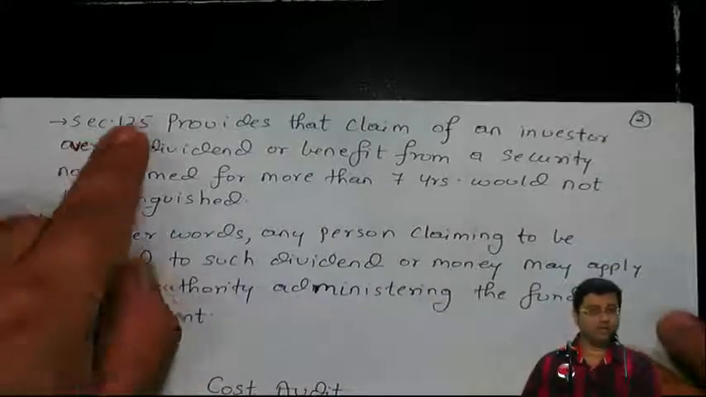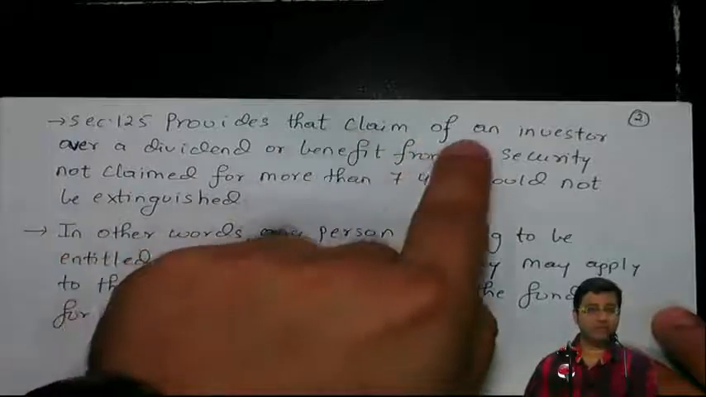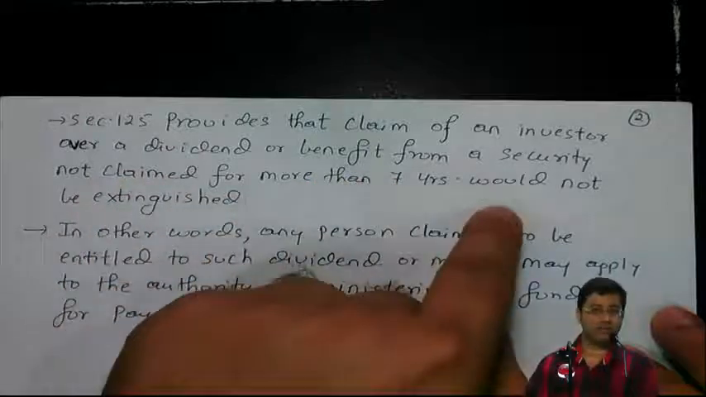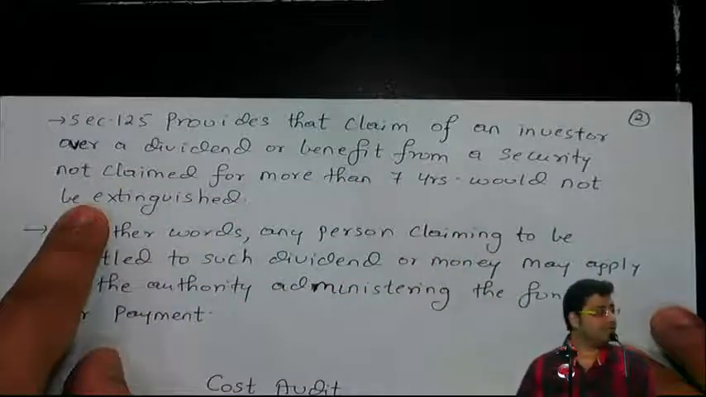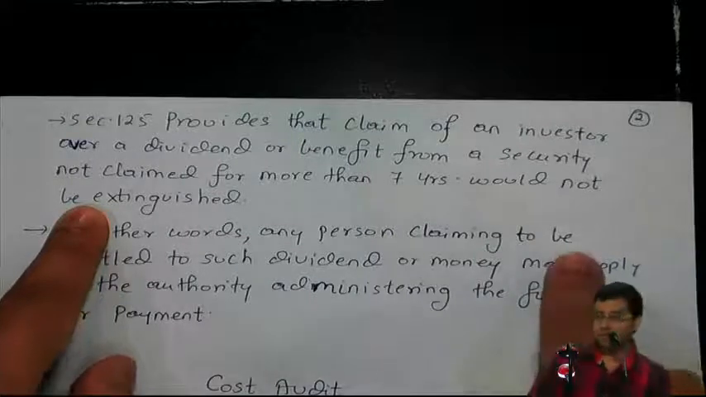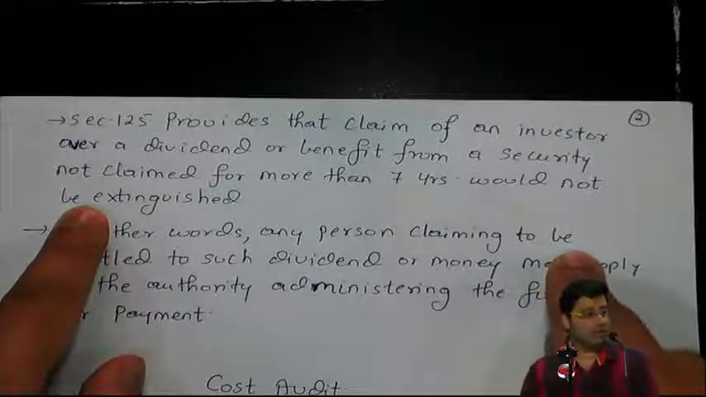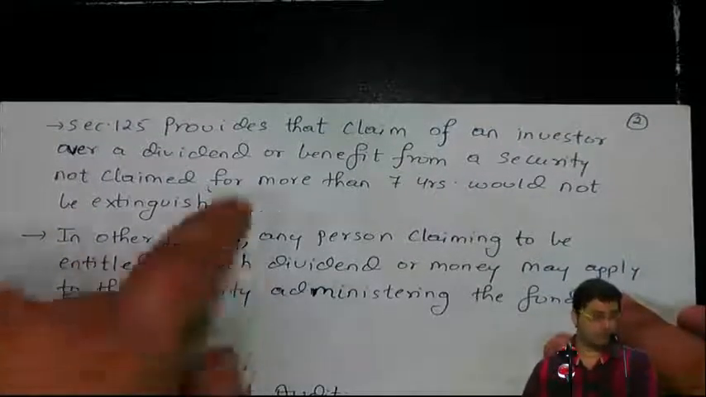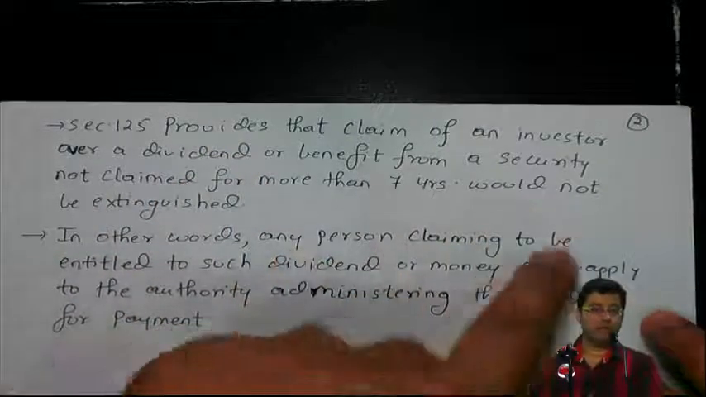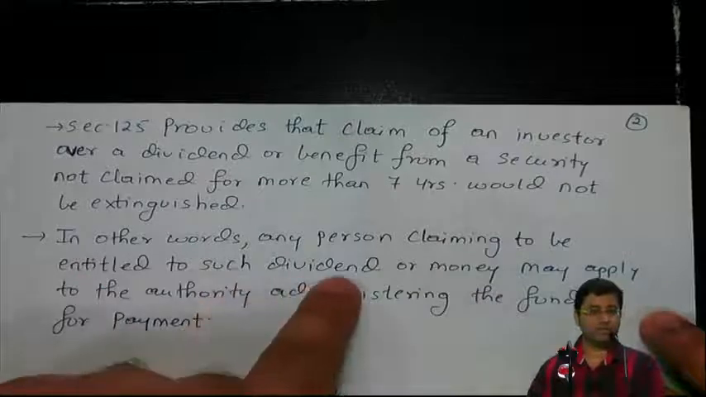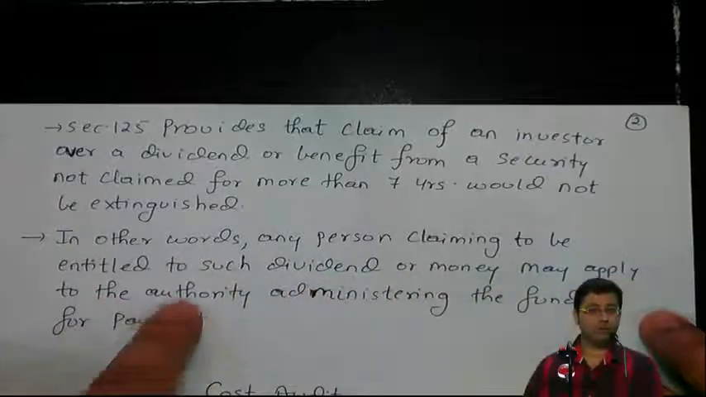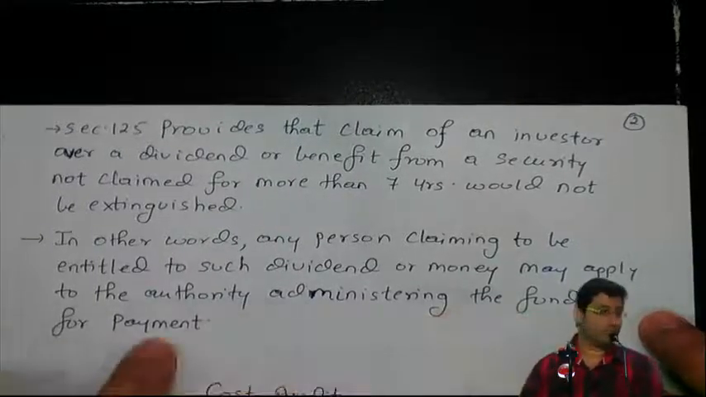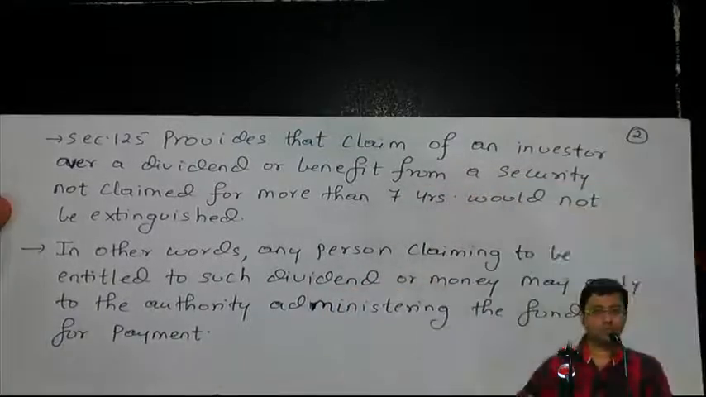Wait. Section 125 provides that the claim of an investor over dividend or benefit from a security not claimed for more than 7 years would not be extinguished. What does it mean? That even after 7 years, when the money goes into the investor fund, he can still have the benefit, he can still have the right available. Earlier it used to be extinguished. In other words, any person claiming to be entitled to such dividends or money may apply to the authority. Authority means the government which is administering the Investor Education Protection Fund for the payment of dividend. Okay. So this point, now you can copy.